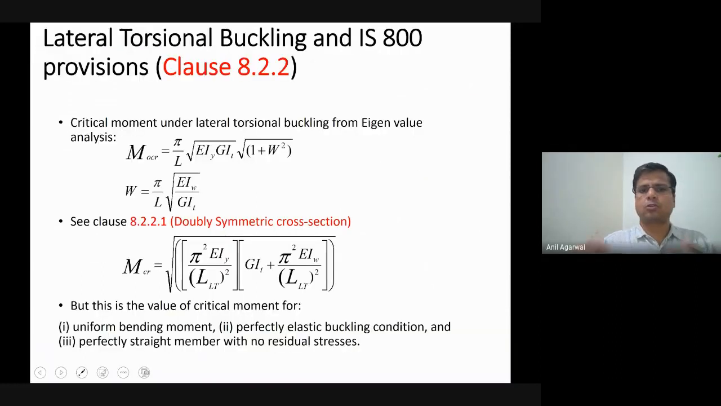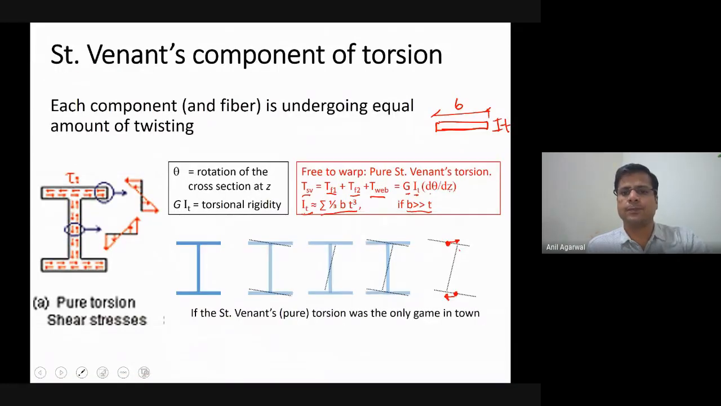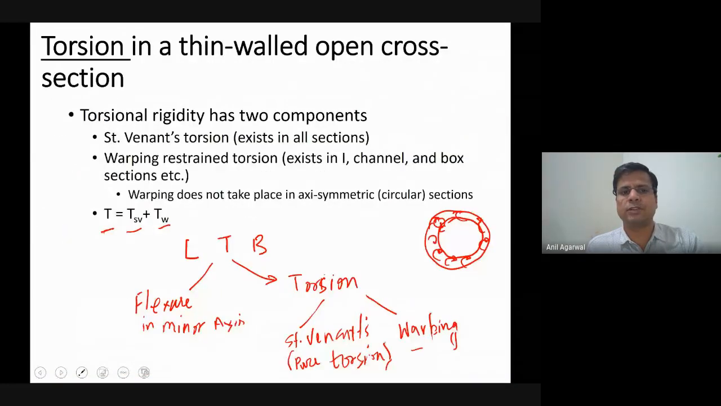So basically, the total torsional moment that is required to twist an I section will be a summation of TW and TSV, as I mentioned here. Total T will be equal to TSV plus TW. Okay, so that is the torsional behavior.